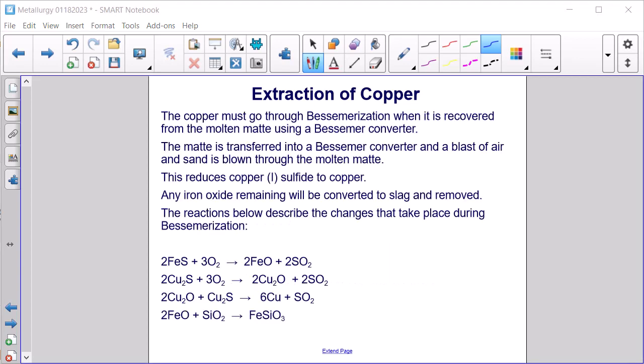The copper must go through Bessemerization when it is recovered from the molten matte using a Bessemer converter. The matte is transferred into a Bessemer converter and a blast of air and sand is blown through the molten matte. This reduces copper 1 sulfide to copper. Any iron oxide remaining will be converted to slag and removed. The reactions below describe the changes that take place during Bessemerization. You can ultimately see the production of copper and this iron-containing slag.